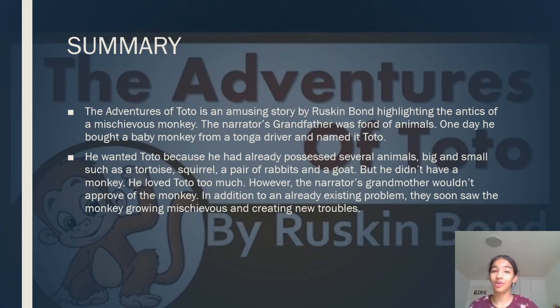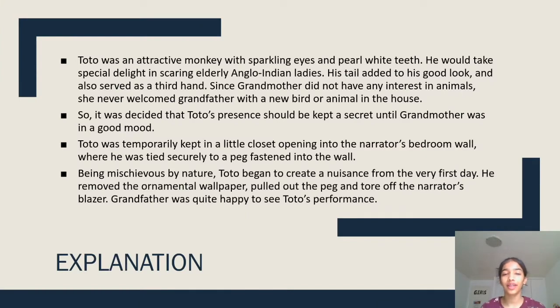So now we'll know through the course of this chapter how the narrator's grandmother finally found out about Toto and her reaction towards it, and what happens in the end with Toto. Okay, so now taking a look at the chapter, it starts first of all with the narrator's grandfather getting possession of Toto, and then the writer gives a full description of Toto.